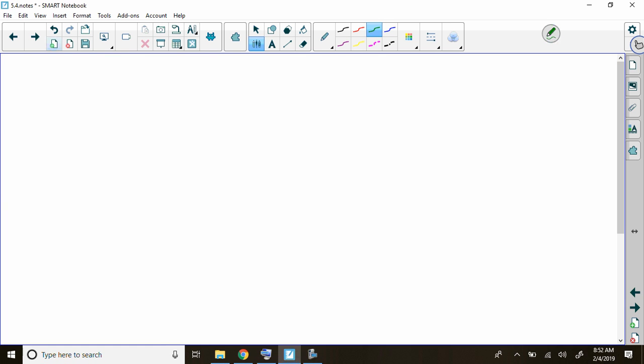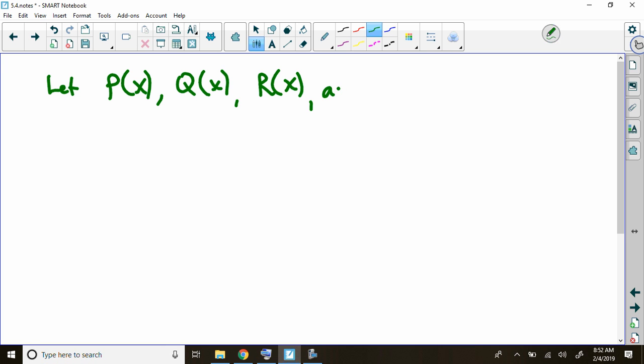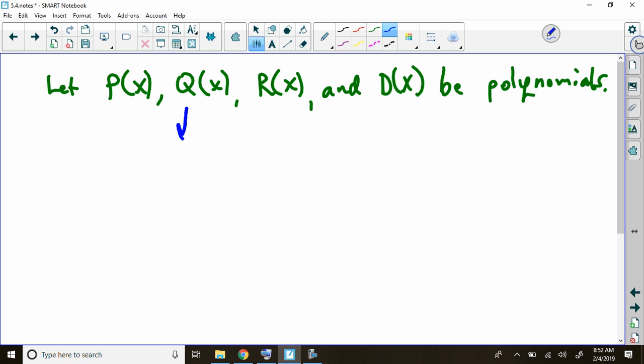So speaking of theory, I'm going to say let P of x, Q of x, R of x, and D of x be polynomials. Q of x is really what we're talking about in division. It's going to be our answer. And the answer when you divide is called the quotient.